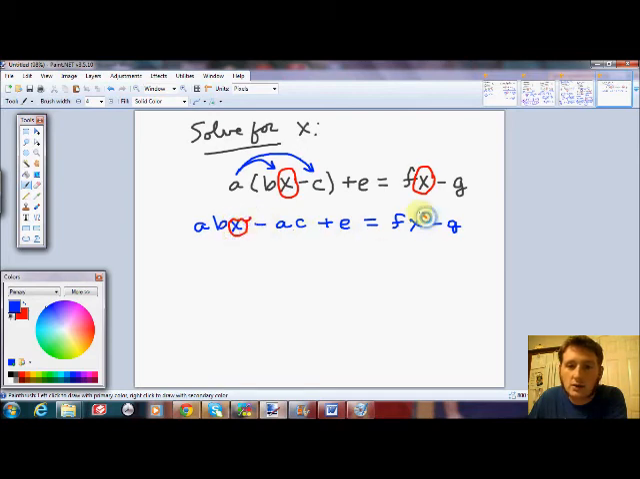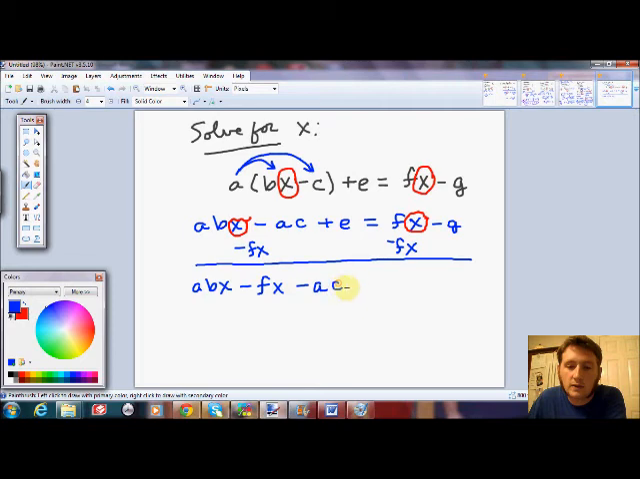an x there, an x there. So when we want the x's together, let's subtract fx, which will cancel those out. So now we've got a bx minus fx minus ac plus e equals opposite of g, or negative g. Should be opposite of g if you want to get real technical.